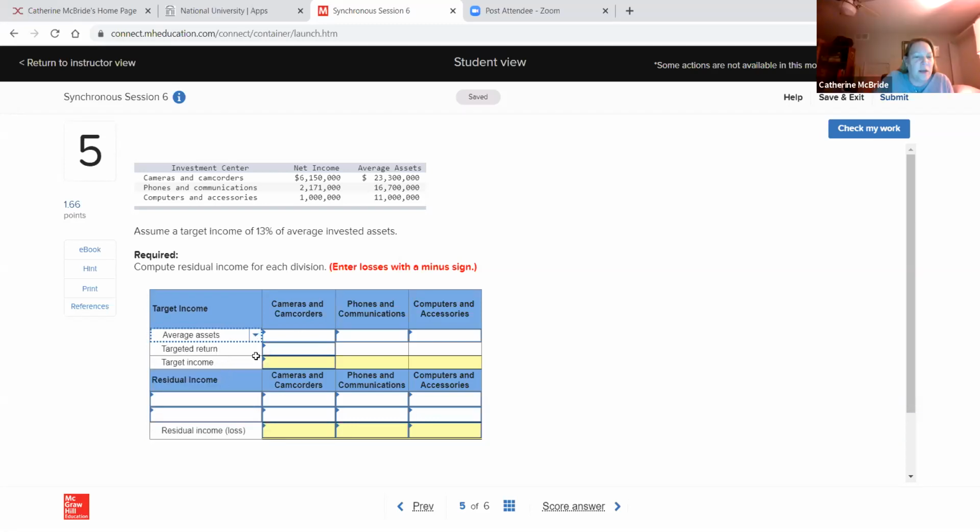Target return, targeted income. So my average assets, what are we talking about? Oh, those assets. Oh, I have assets in each one. Okay. So my average assets for my cameras and, oh, we're just doing this for each division. And my phones are 16 and my computers are, and I want a 13% return. So if I want a 13% return, why did it not calculate it for the first one? All I'm doing here is calculating the income, that's it.